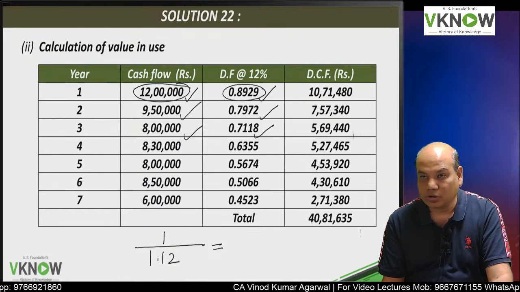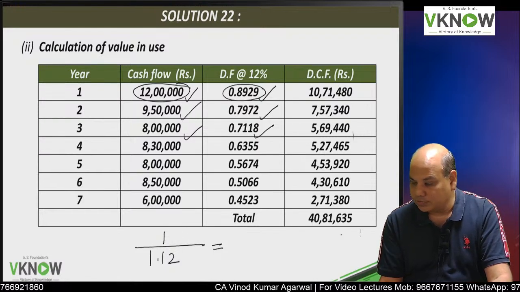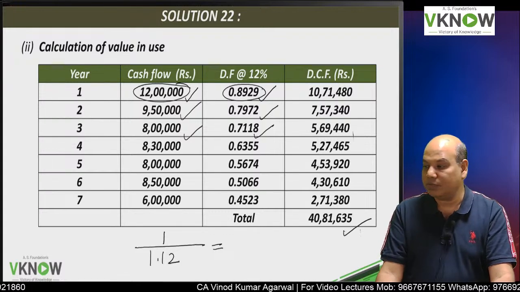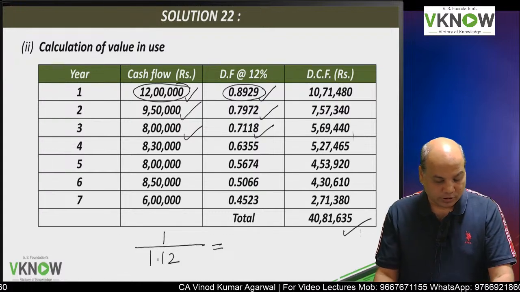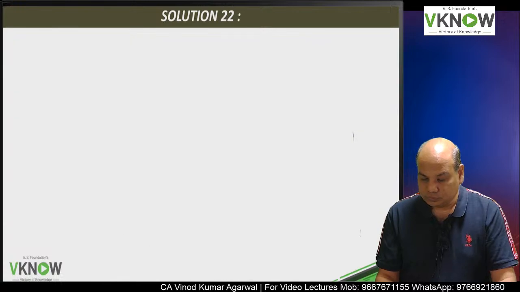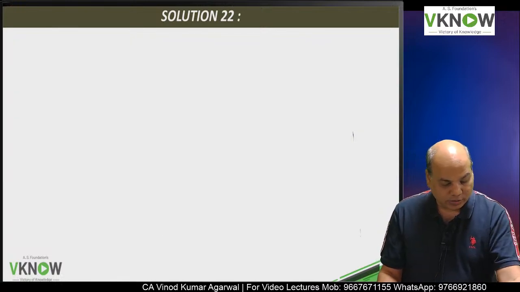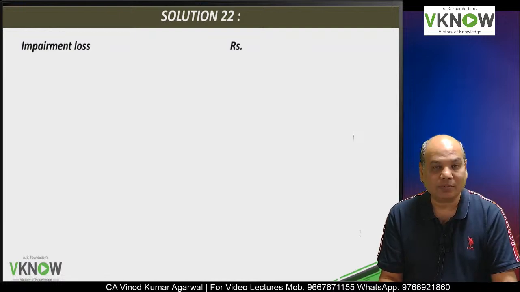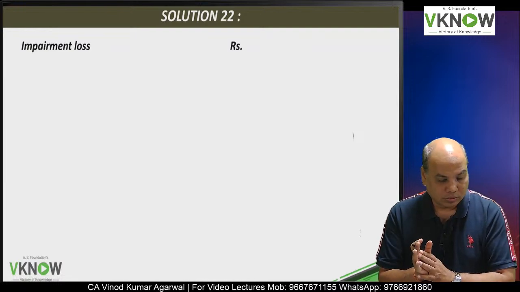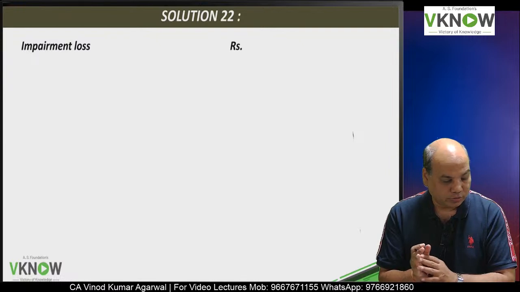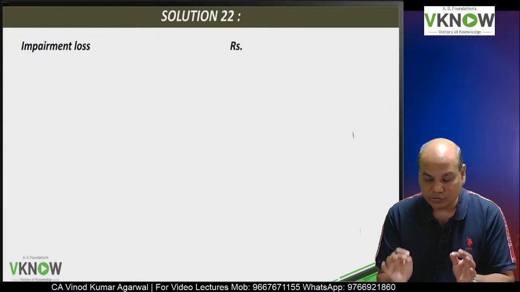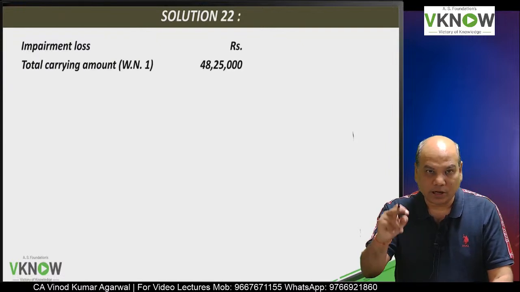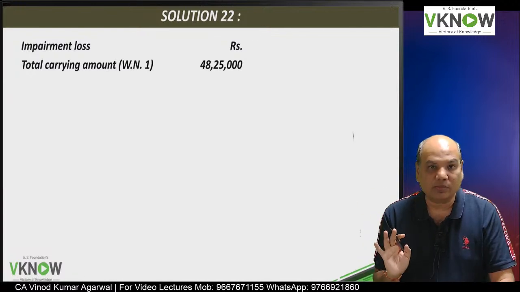How much is the total of the last column? 4081,635. Do we have net selling price in this question? This question does not have net selling price. So what should we do? If net selling price is not given, then take value in use as recoverable amount.